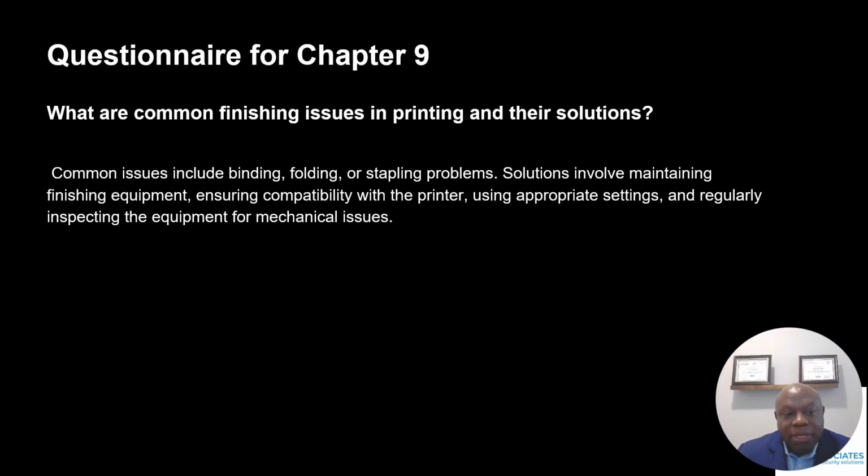What are common finishing issues in printing and their solutions? Common issues include binding, folding, or stapling problems. Solutions really involve, again, maintaining the finishing equipment, ensuring compatibility with the printer, using the appropriate settings, and regularly inspecting the equipment for, again, mechanical issues.